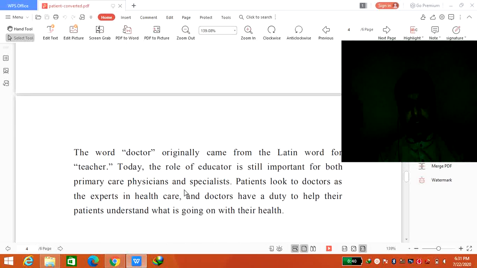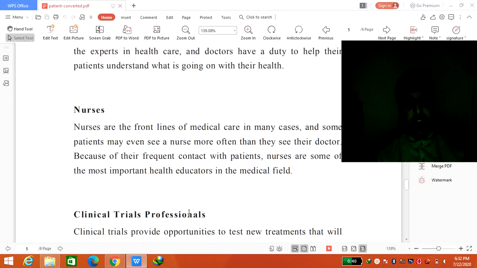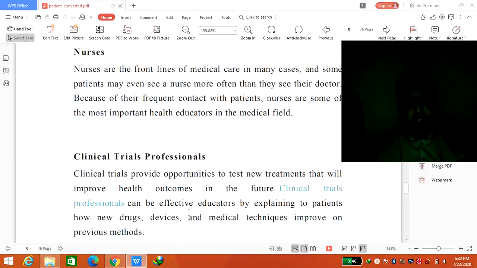The next one is the doctor. The word doctor originally comes from the Latin word for teacher. So today the role of educator is still important for both primary physicians and specialists. Patients look to doctors as experts in healthcare, and doctors have a duty to help their patients understand what is going on with their health. So of course, the doctor should share all the things.